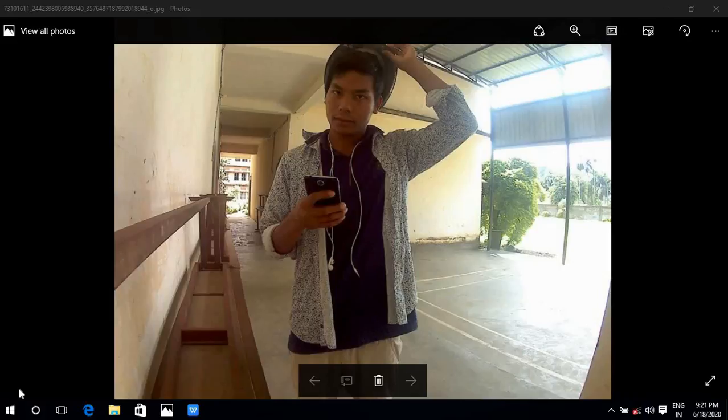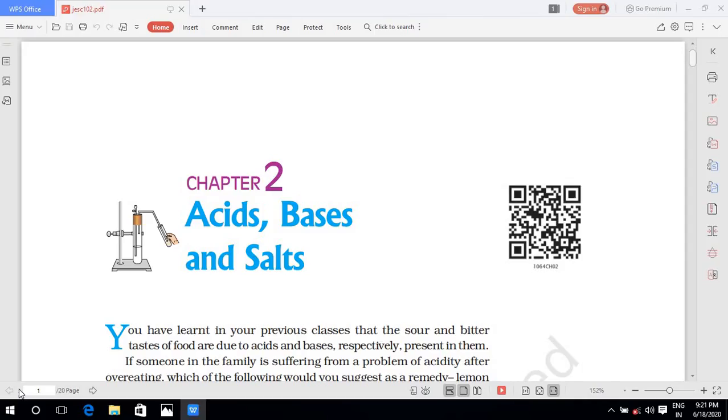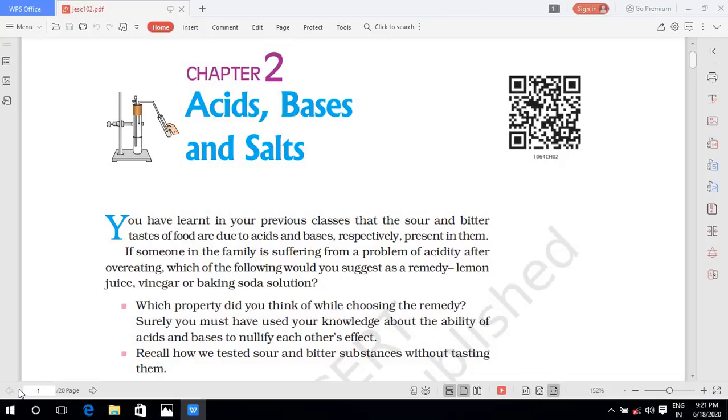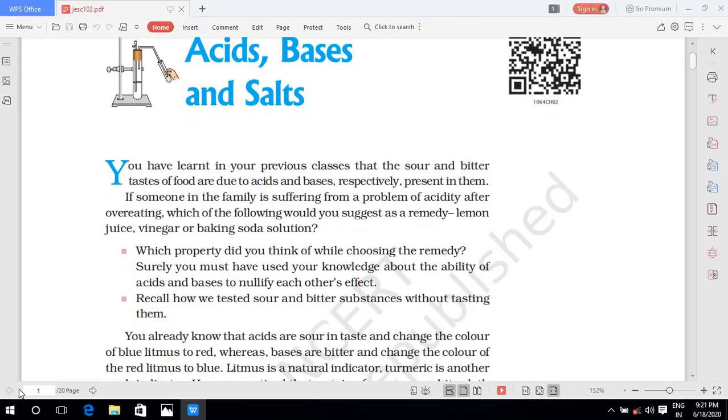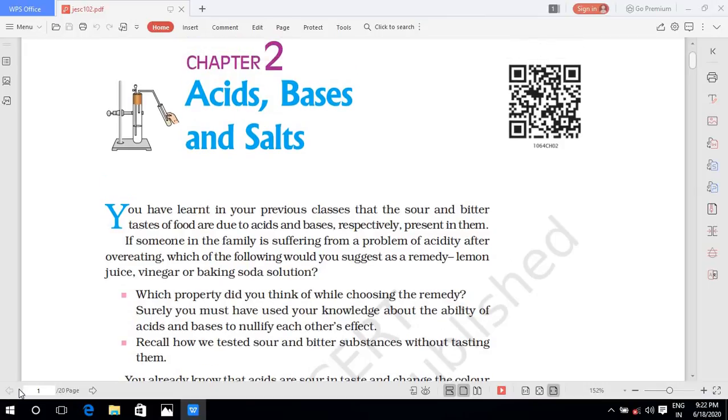Hello guys, in this episode I am going to be talking about acids, bases and salts. You get to learn this topic in class 10 science textbook in chapter number 2, acids, bases and salts. They are all compounds, but when acids and bases react together, it gives off salts.